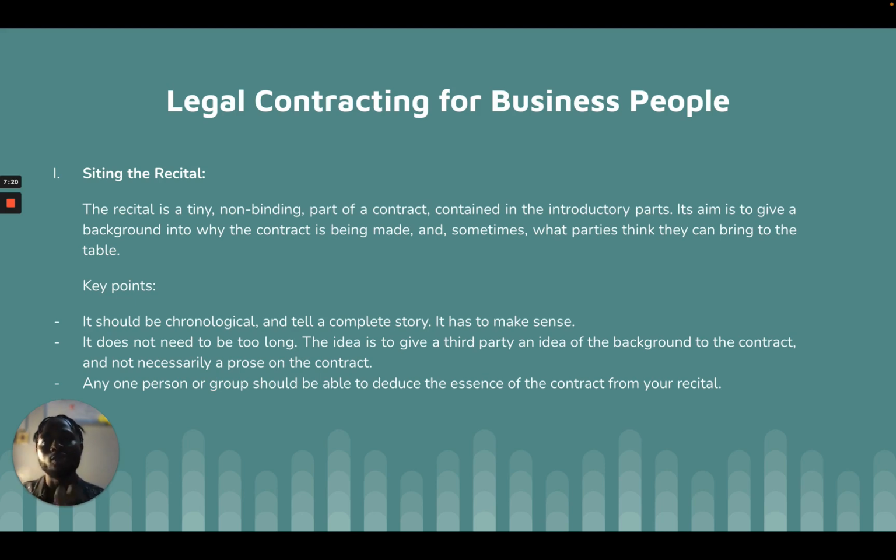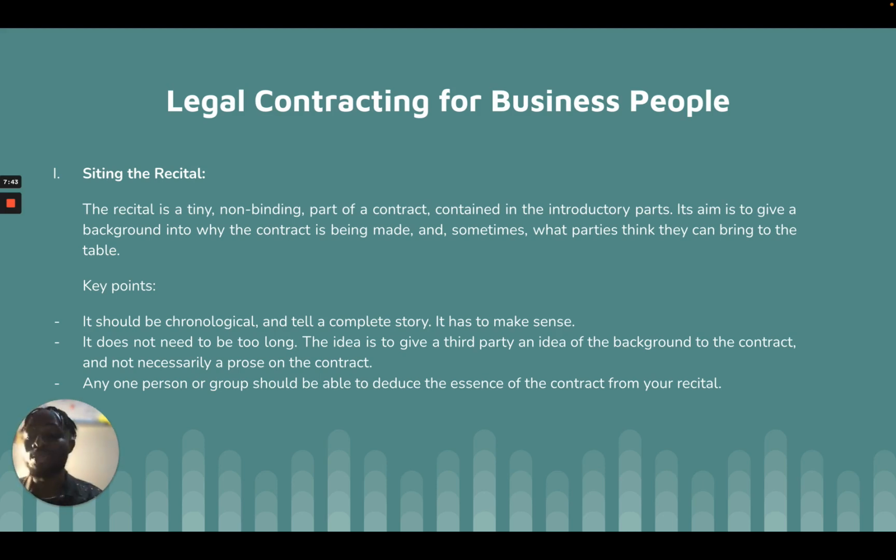I need to be able to read it as a third party that wasn't there when that deal was done, and understand where you guys are coming from. So it should be chronological. That's the best thing. You don't want to give a background that is disjointed, like party A died, and then party A was born. It doesn't make sense. So it makes sense for you to make it chronological, right? And it should tell a complete story, so I'm able to understand the full background into what you guys are doing.